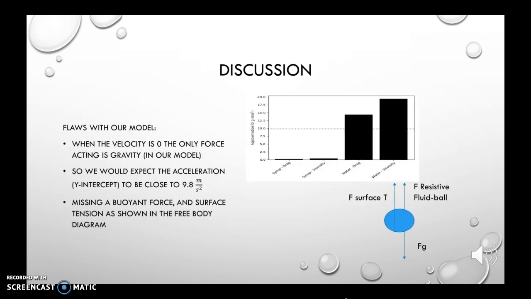So one of the major flaws with our model is that for our syrup trials, our gravity by itself is way too low. And we think that a reason for this could be we dropped it above where the actual corn syrup was. So it had to break through the surface tension, and we're also missing a buoyancy force in our model. And that is shown in our free body diagrams here.